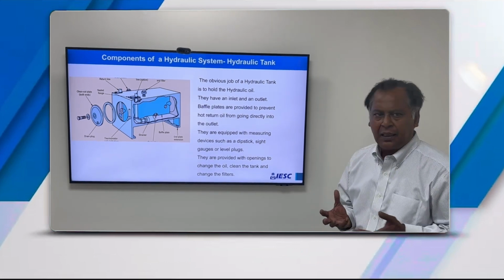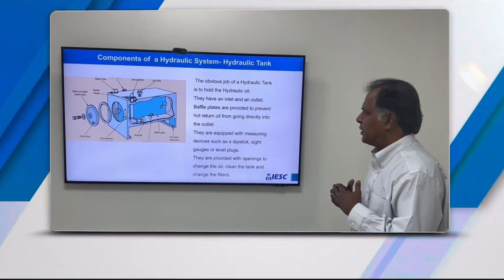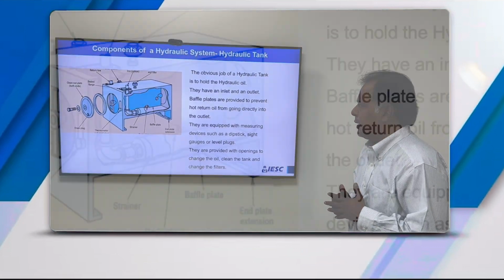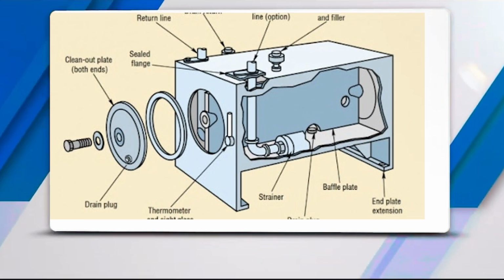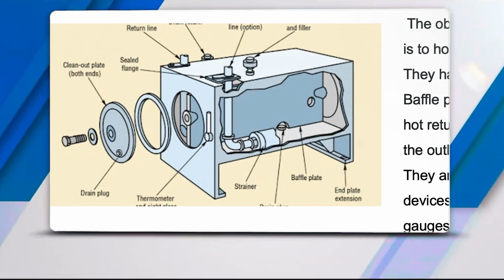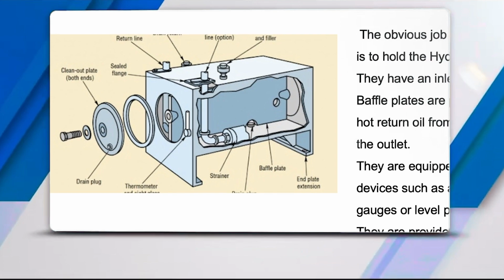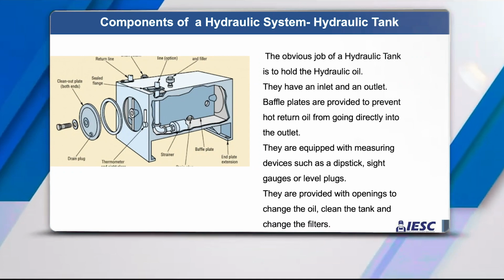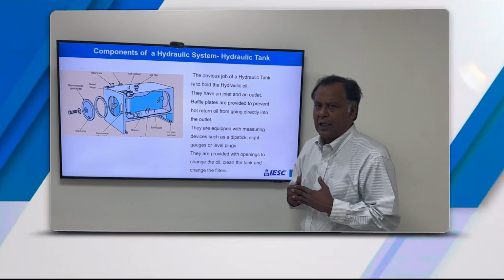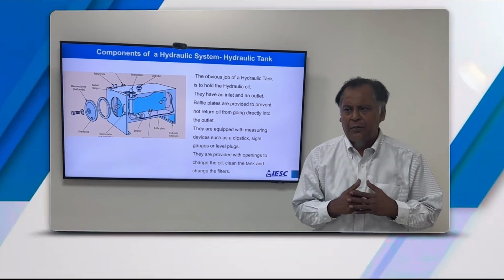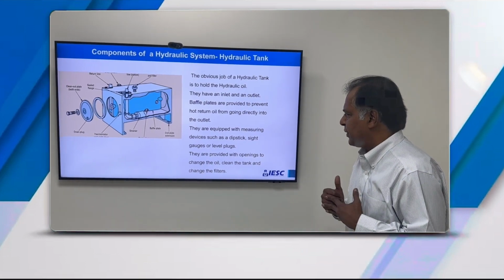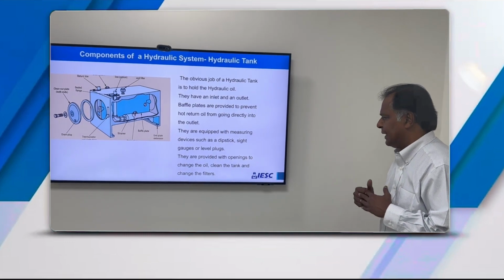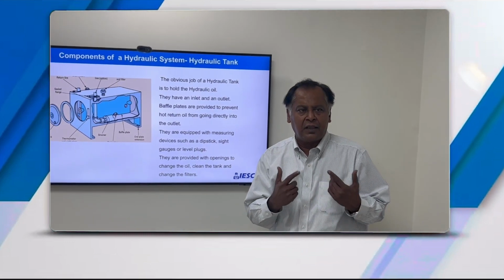The hydraulic tank, as is obvious, is the reservoir holding the hydraulic oil or the hydraulic fluid. It has an inlet and an outlet. Baffle plates are provided to prevent the hot return oil from going directly into the outlet. They also are equipped with measuring devices such as dipstick, sight gauges or level plugs. So at any point in time, we're able to check the levels of oil that are there in the tank. They are provided with openings or ports to change the oil, clean the tank and also change the filters periodically.